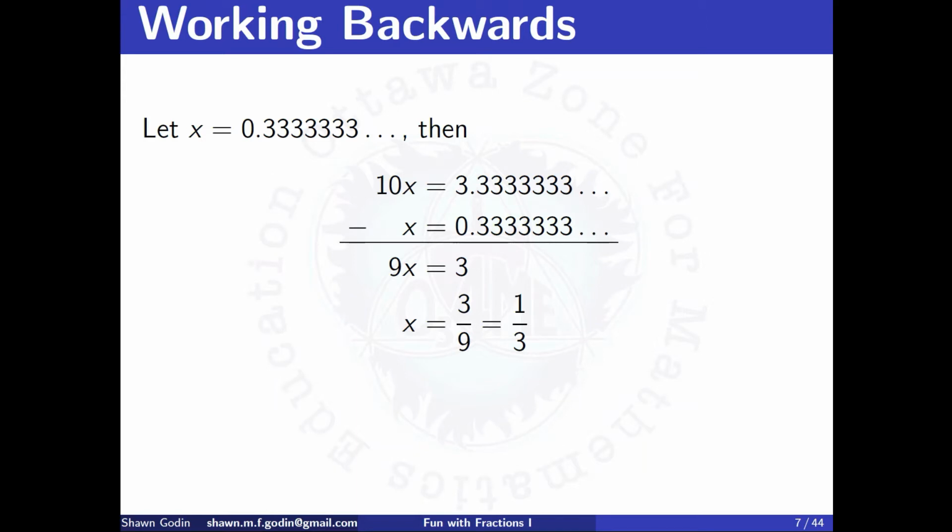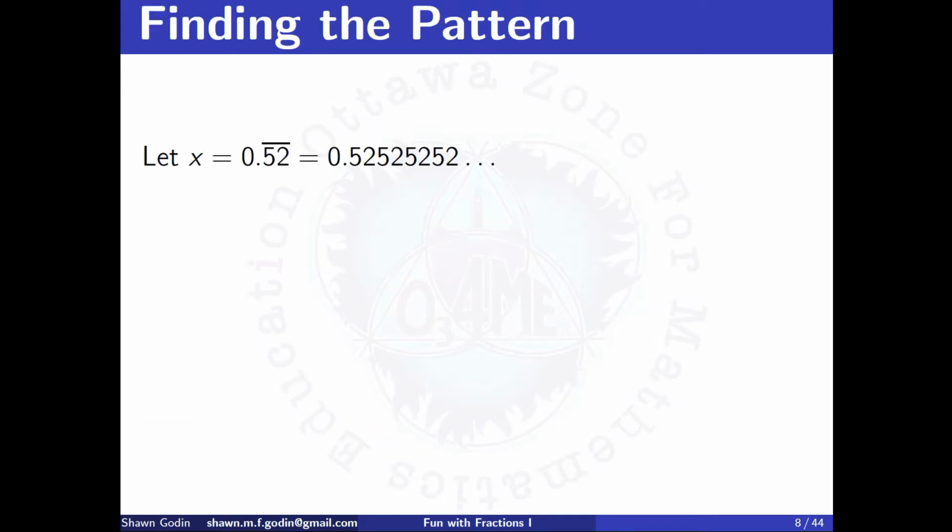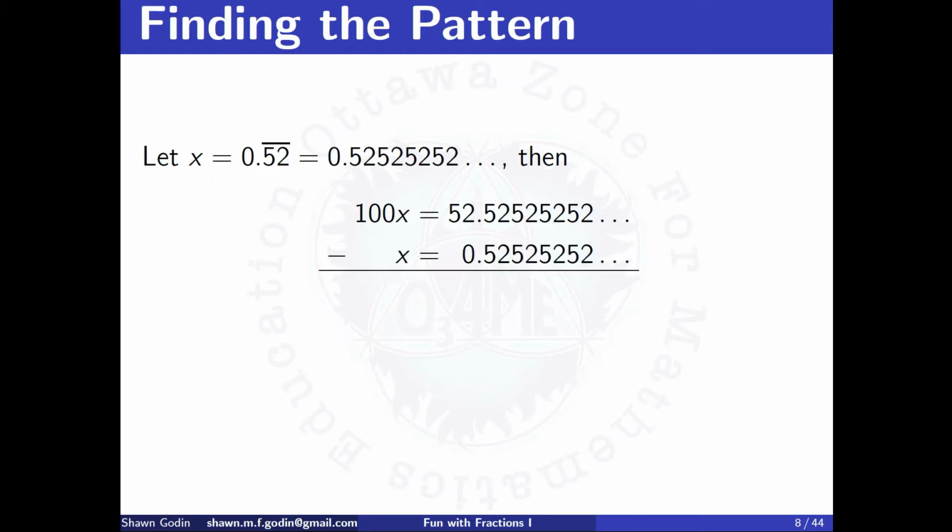Okay, so this seems like a valid method for attacking these. Let's look at one that's a little bit more interesting to see if we can find a pattern. So if we start with 0.52 repeated, then I need to multiply it by 100 so that we have exactly the same part after the decimal as our original. Subtract our original. We end up with 99x equals 52, which means that x equals 52/99.